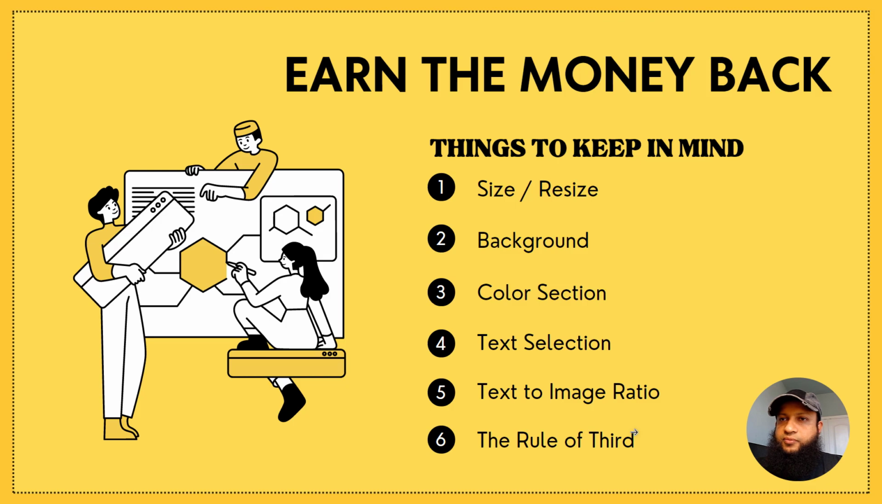Okay. And then we're going to be talking about text to image ratio. How much of your design the one image should take, versus how much you should allocate for your text. And then we'll be talking about the rule of thirds. That is a very famous rule. You probably heard about this rule in the past, but if you haven't, we will cover that today and you will know why this rule is important.